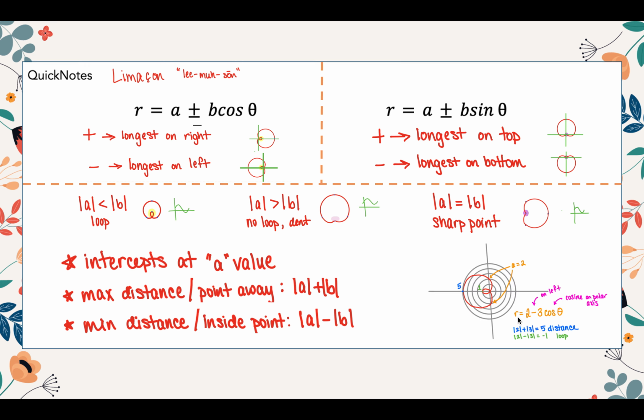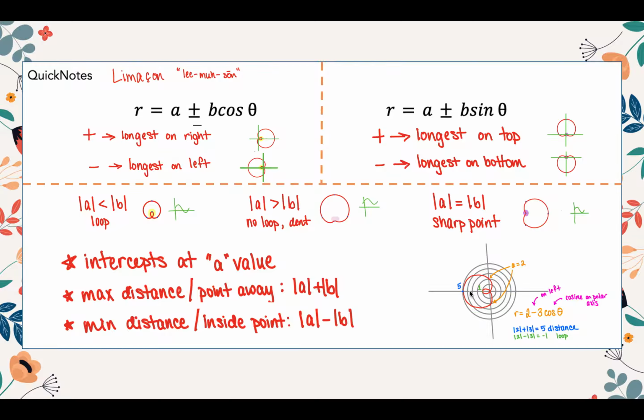Our equation is r equals 2 minus 3 times cosine of theta. Because it's cosine, I know it's going to open on the polar axis, either the left or the right. Because I'm subtracting, I know it's going to be on the left-hand side. And my graph shows that it's opening to the left of the polar axis. My A value is 2, and if I look at my graph, my intercept here is at 2, and my intercept here is at 2, that second ring out. My B value is 3, so if I add 2 and 3, the absolute value of both, I get 5.